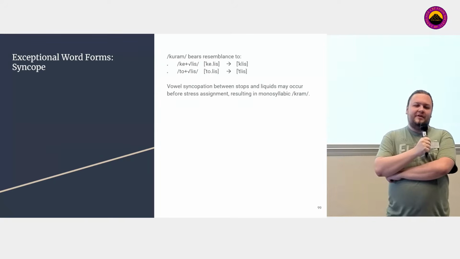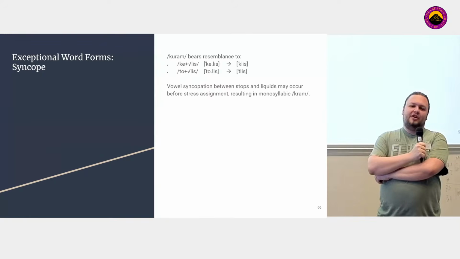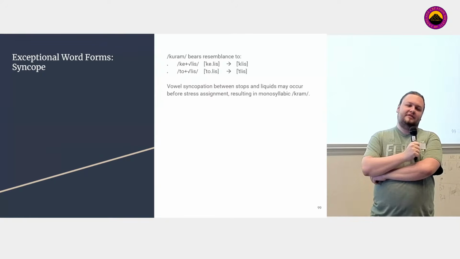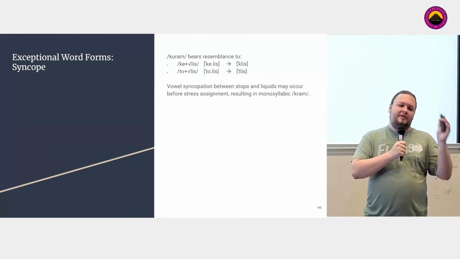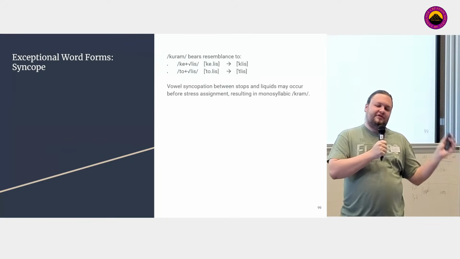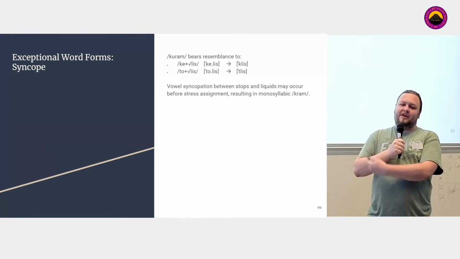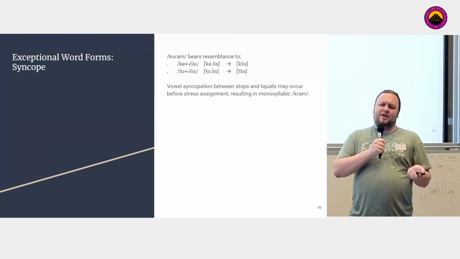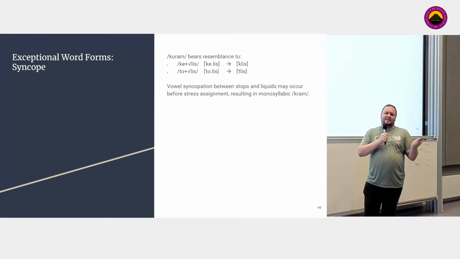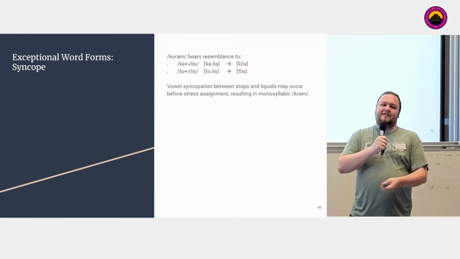Next is the syncope to get kuram, because there are examples of kelis and tolis, where we get a stop, a vowel, and a liquid collapsing into just stop liquid. So for klis and tlis, these are very common functional words. Kuram means to run, and is presumably just a very common verb, and we can see the similar sort of irregularity arise.